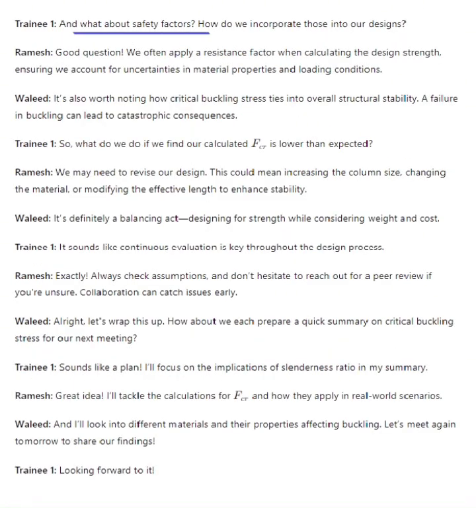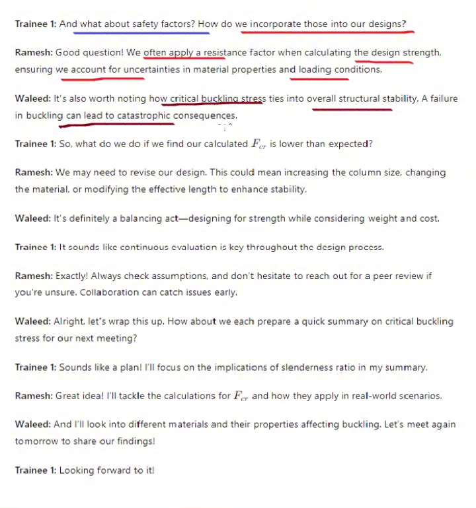And what about safety factors? How do we incorporate those into our design? Good question. We often apply a resistance factor when we calculate the design strength, and we account for uncertain material properties and loading conditions. It's also worth noting how critical buckling stress ties to overall structural stability. A buckling failure can lead to catastrophic consequences. So what do we do if we find our calculated Fcr is lower than expected? We may need to revise our design. This could mean increasing column size, changing the material, or modifying the effective length to enhance stability. It's definitely a balancing act, designing for strength while considering cost and weight.